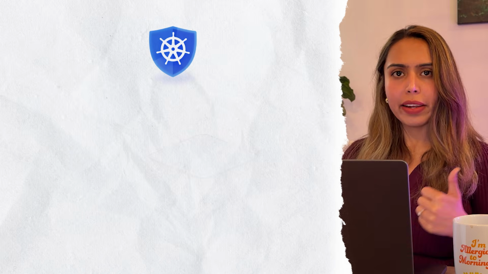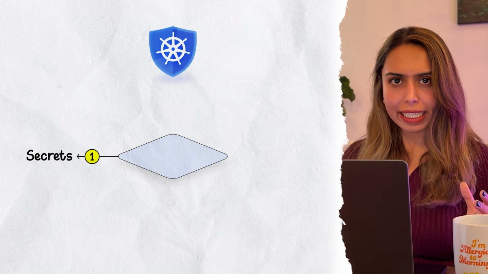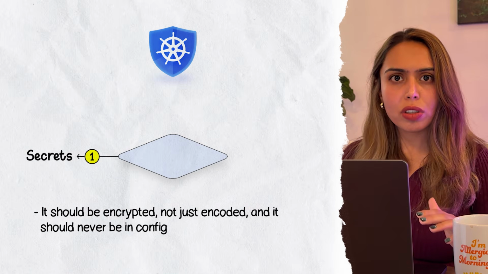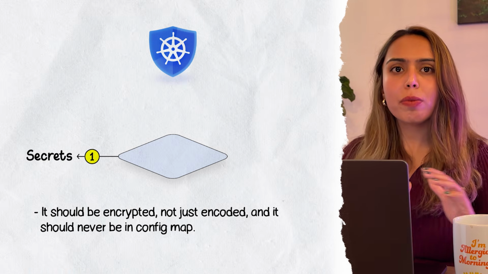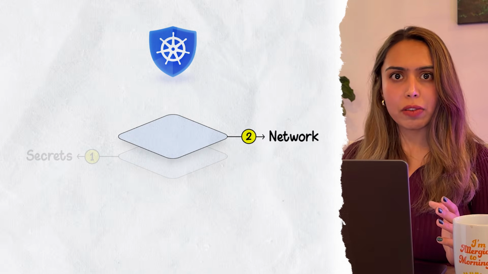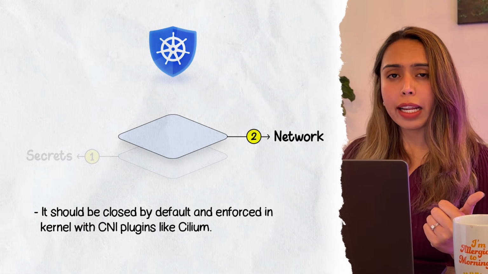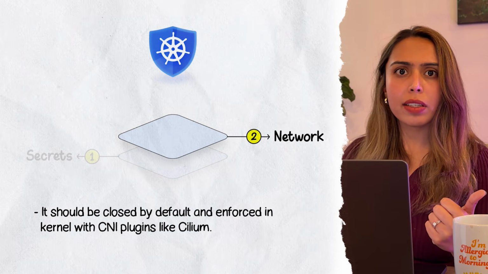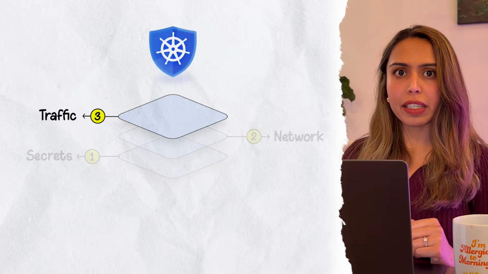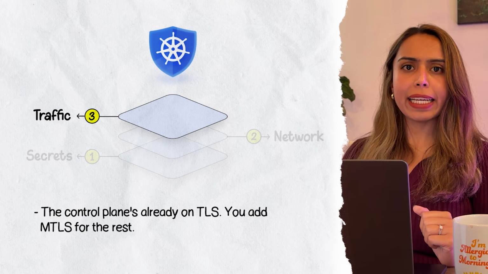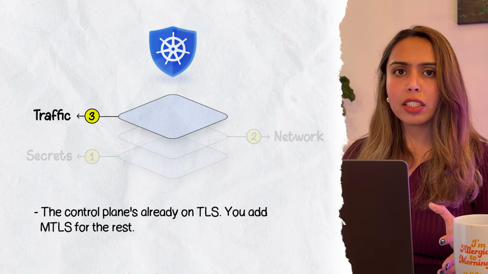Now let's wrap up. Layer 1 is your secrets, or your data layer. It should be encrypted, not just encoded, and it should never be in a config map. Layer 2, your network. It should be closed by default and enforced in the kernel with CNI plugins like Cilium. Layer 3, your traffic. The control plane's already on TLS. You add mTLS for the rest.